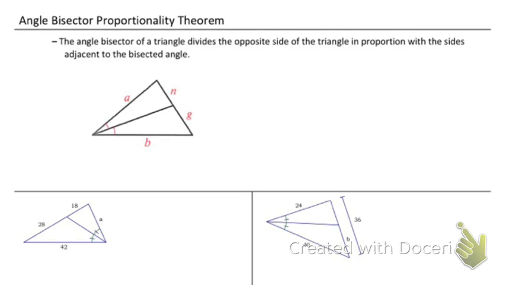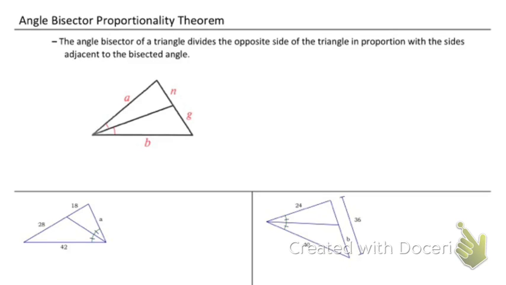All right, angle bisector proportionality theorem. The angle bisector of a triangle divides the opposite side of a triangle into proportion with the sides adjacent to the bisected angle. Whew, we nailed it, right? Do I even need to show what that means? You need more than that? Okay, so let's go ahead and look at this.